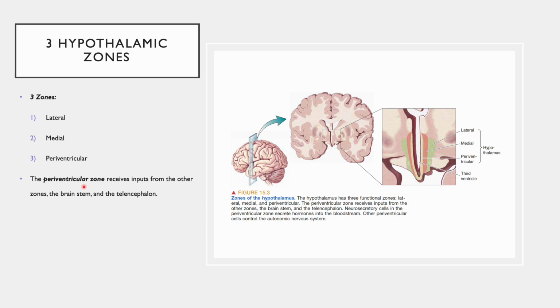And it's important to note that this area of the hypothalamus does receive inputs from other zones of the hypothalamus, such as the lateral and medial zones, and it receives inputs from the telencephalon. So that would include some of those important forebrain structures we've been talking about in class, like the cerebrum, and it also receives input from the brainstem.